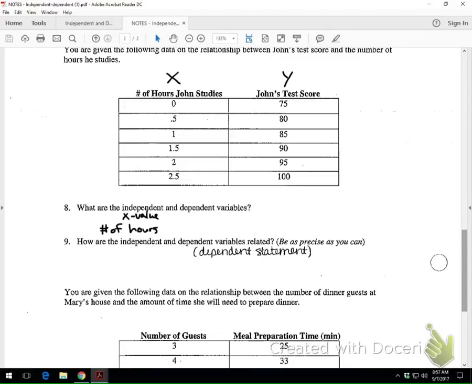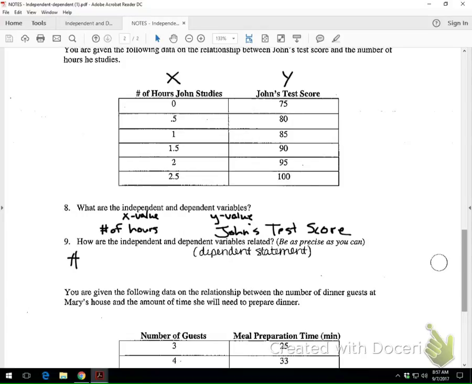Okay, so then dependent variable is? Okay, it's your Y value and John's test score. Good. Perfect. So now, number 9. How are the independent and dependent variables related? There you go. The number of hours you study affects your score.